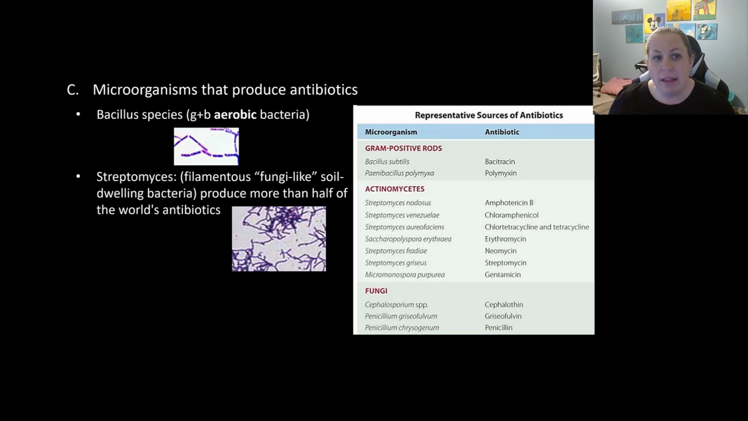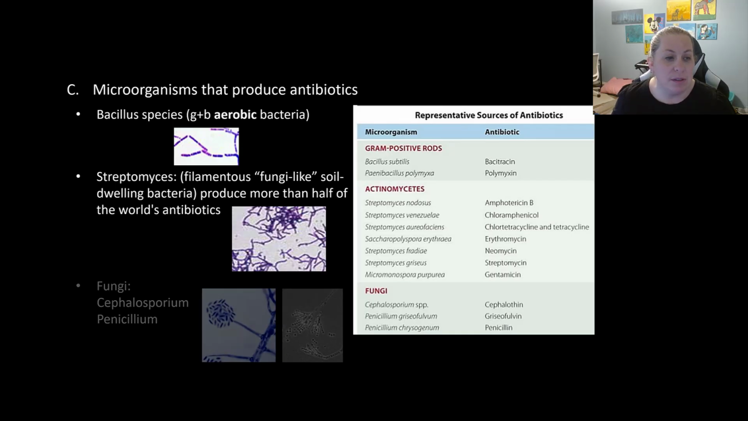They kind of look like a fungus because it looks like hyphae when they are growing. They produce more than half of the world's antibiotics. So they're a really important subgroup that produce a lot of different antibiotics. You can see them here. We have lots of different types. You've probably heard of erythromycin, neomycin, gentamicin. Those are some that they may produce.